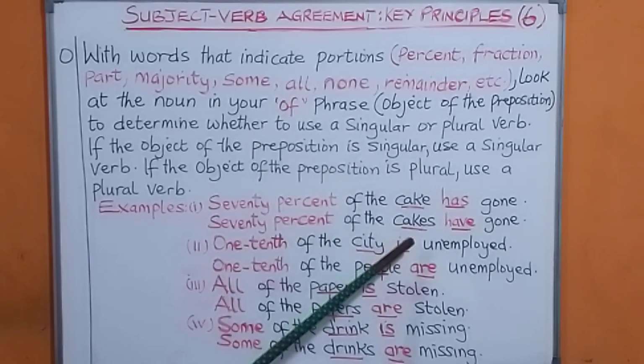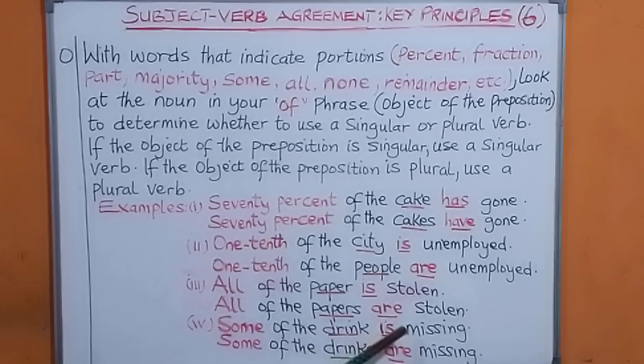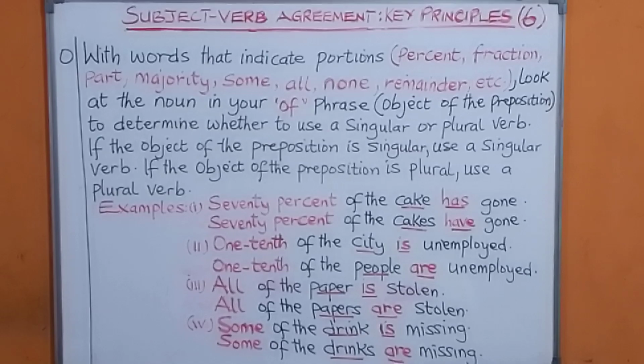1/10 of the city is. 1/10 of the people are. All of the paper is stolen. All of the papers are. Some of the drink is missing. Some of the drinks are missing. So that's the end where we draw the curtain on subject-verb agreement.